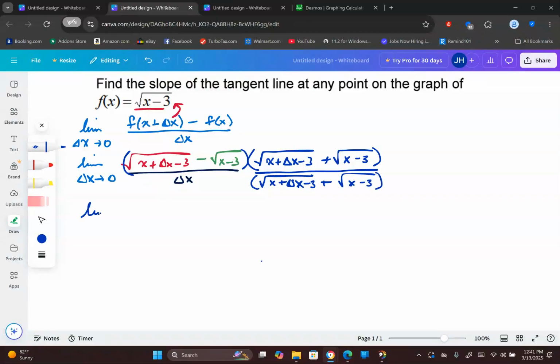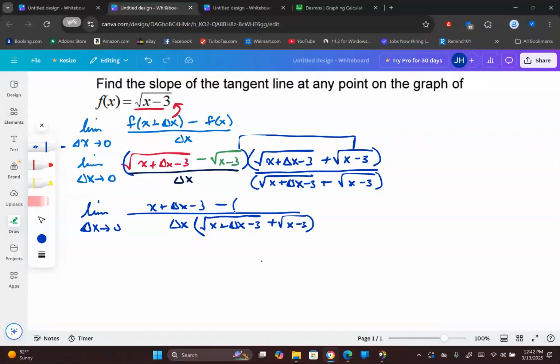Now this is going to get ugly. That's okay. The bottom, I am not going to multiply out the bottom. It's going to be delta x times that conjugate, radical x plus delta x minus 3, then plus radical x minus 3. And on the top, multiply the first terms, you get x plus delta x minus 3. And then you have to subtract the result of multiplying these two, which is x minus 3.